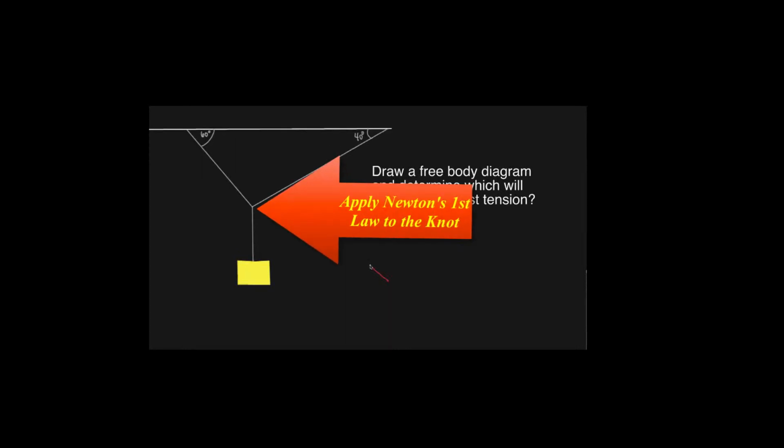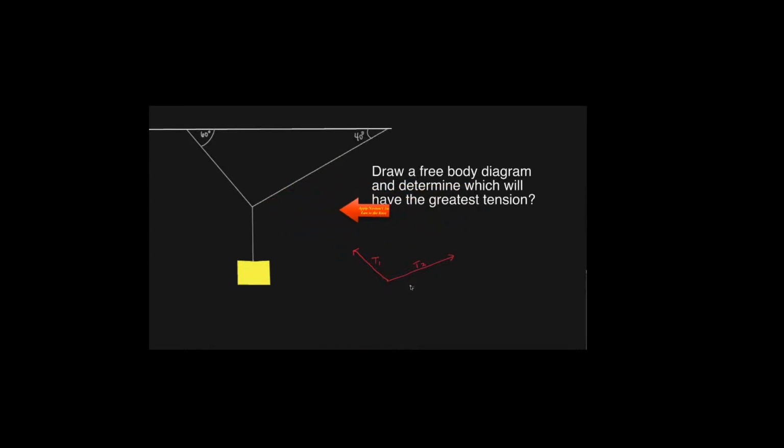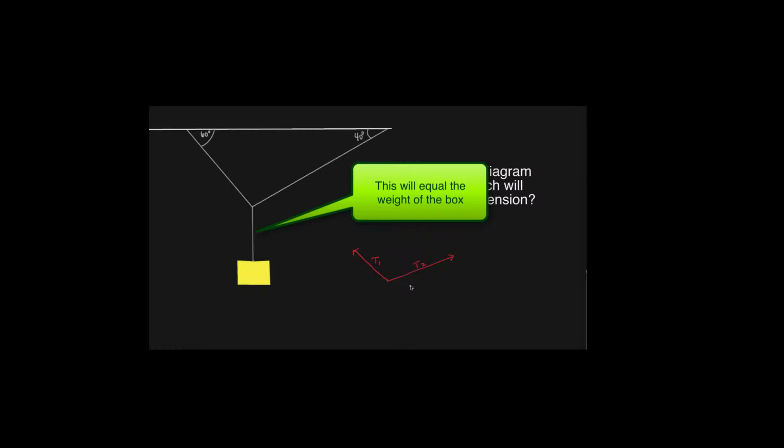So here is T1. And then I guess this would be T2. And then what, is that all? And T3. Okay, which is also equal to what? The weight of the box. Right. So let's just put weight there.